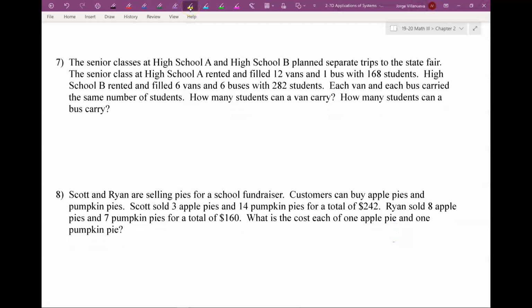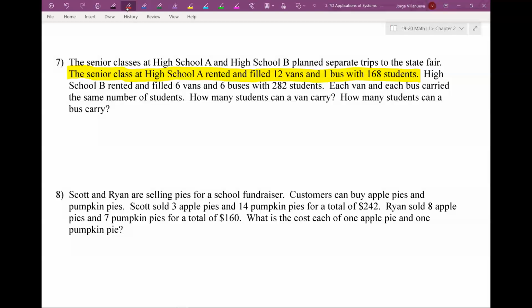The senior classes at High School A and High School B plan separate trips to the state fair. Notice that sentence matters so little, they didn't even give the schools' names. Okay? It's just a distractor. It says the senior class at High School A rented and filled 12 vans and 1 bus with 168 students. So there we go. We got some good information here. Senior class rented, filled vans, and a bus for 168. So let me write this down.